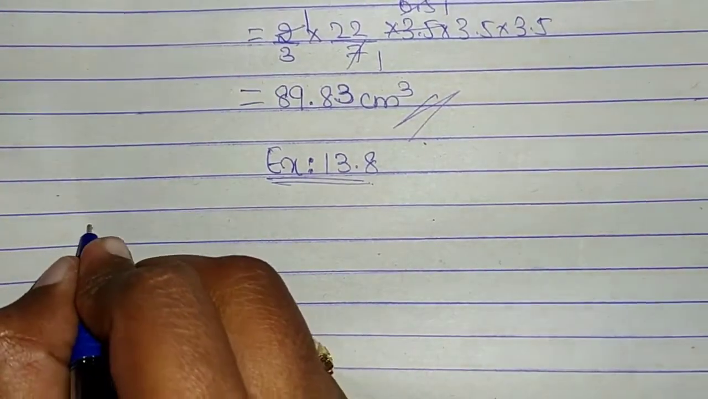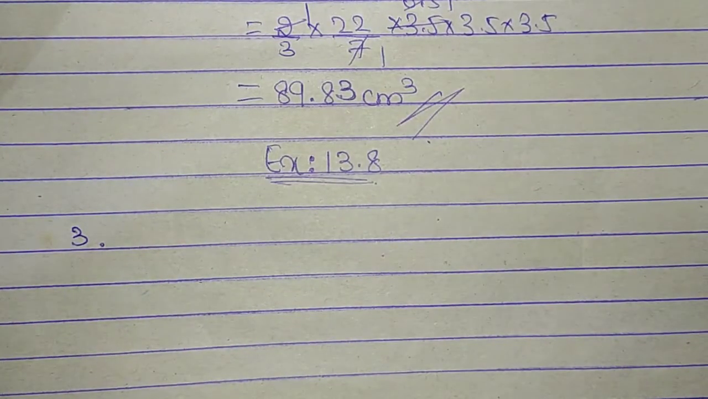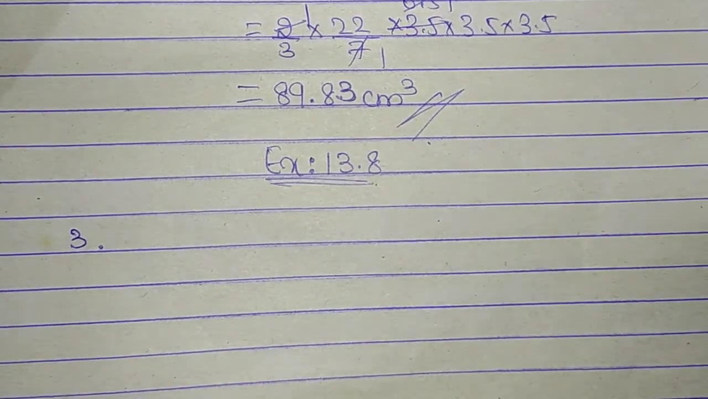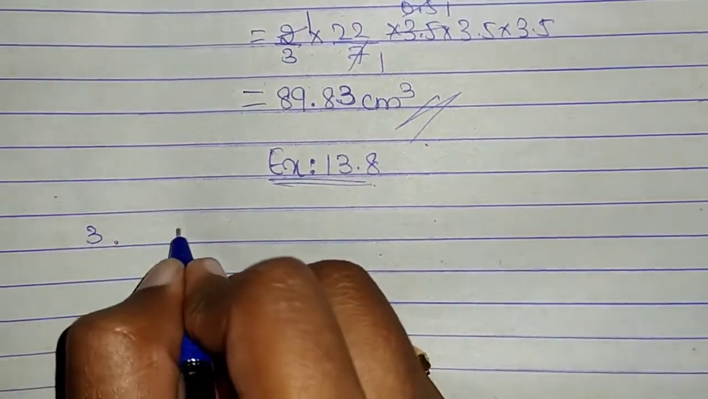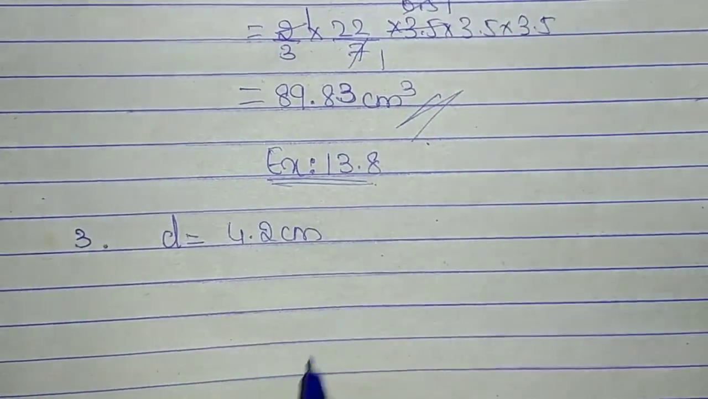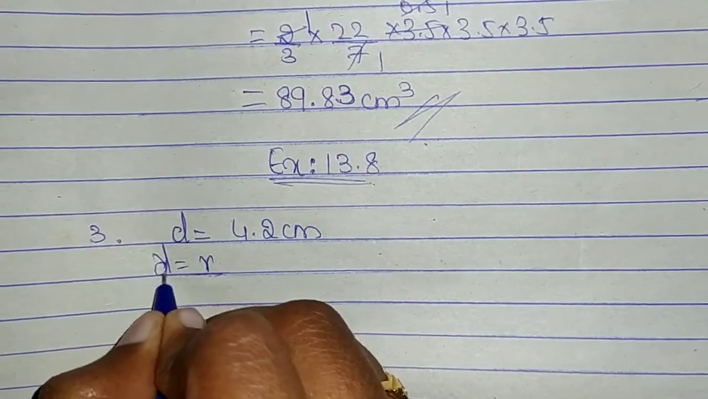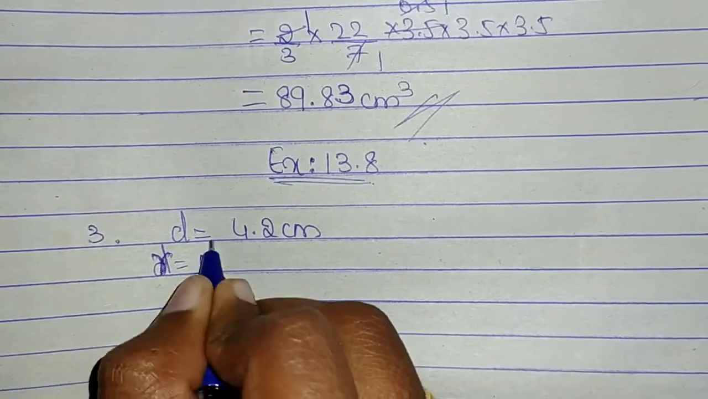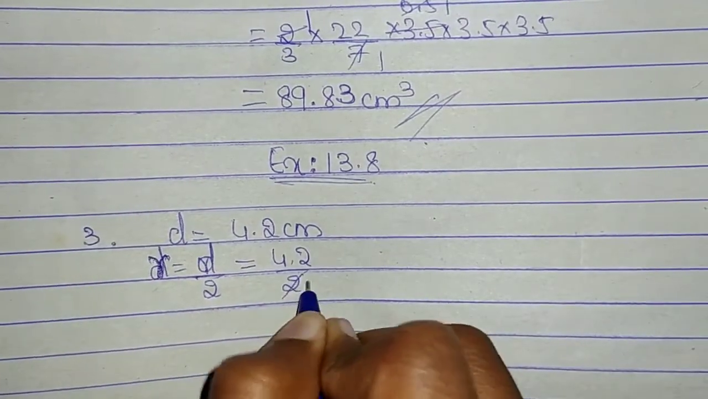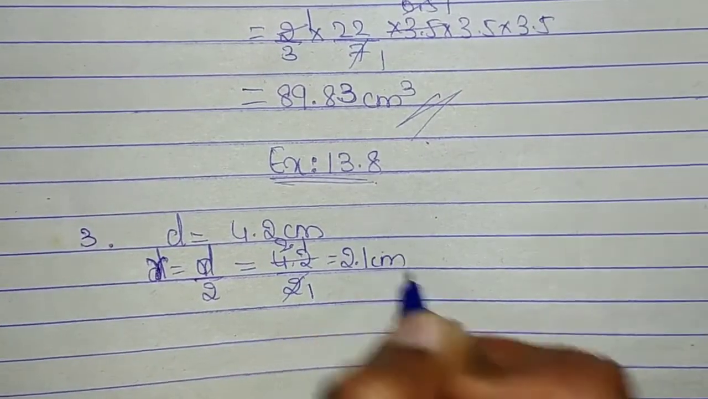In the third question, the diameter of a metallic ball is 4.2 centimeter. What is the mass of the ball if its density is 8.9 gram per centimeter cube? This is a good question. Diameter is given to be 4.2 centimeters, so radius is equal to d by 2, which is equal to 4.2 by 2. This is 2.1 centimeters.